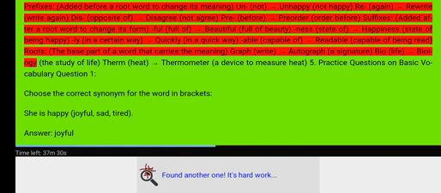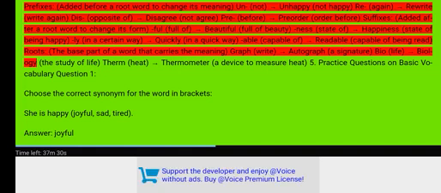Suffixes are added after a root word to change its form. Ful means full of: beautiful, full of beauty. Ness means state of: happiness, state of being happy. Ly means in a certain way: quickly, in a quick way. Able means capable of: readable, capable of being read.